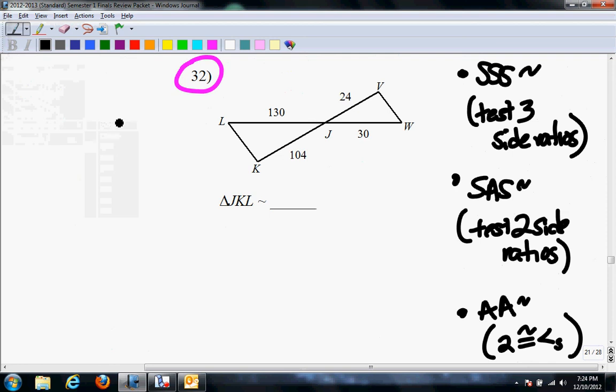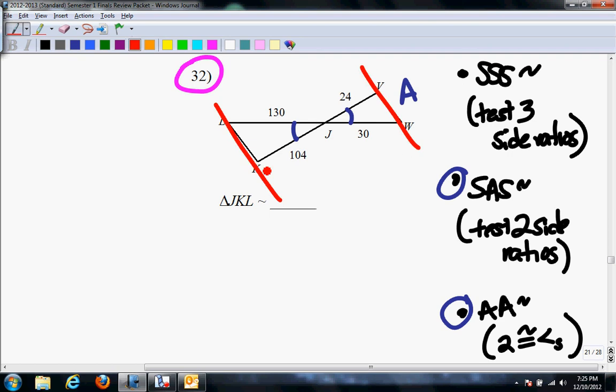Okay, so in number 32, let's see first if we have congruent angles. And of course we have our bow ties, so we do have a pair of angles. So we're potentially in the running here for side angle side or angle angle. So let's first see if there's any other congruent angles. If we were told that these were parallel, we could get armpits of the Z. But notice we aren't told that those are parallel, so we can't use that.